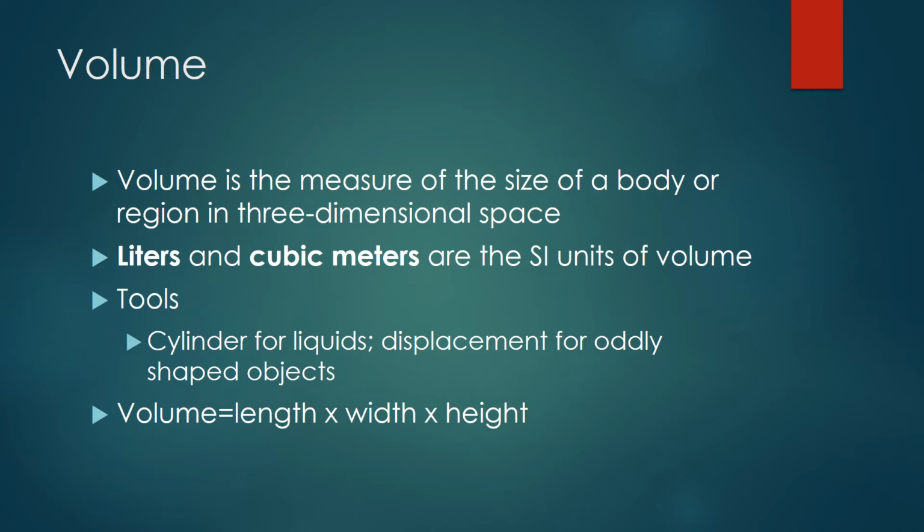If we have an oddly shaped object, remember that we use displacement. So we put water in that graduated cylinder, and then we put the object inside of the water to see how much it displaces the water. And then if we have a rectangular object, we use length times width times height, and there's other volume formulas for different shapes like cylinders, but we're going to focus more on those rectangular and some of those oddly shaped objects for now.